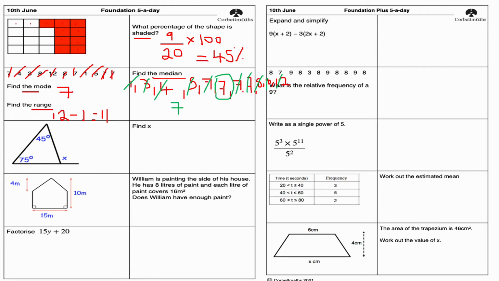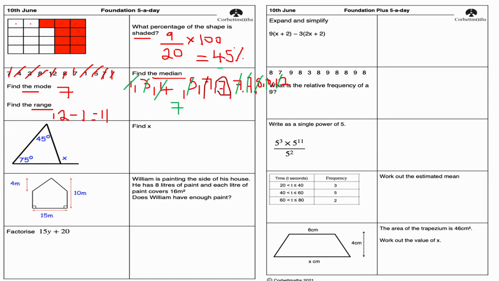If you have 2 pieces of data in the middle, so let's say I had a 6 and a 7, then you would add the 2 bits of data together and then halve it. So 6 plus 7 is 13, divided by 2 is 6.5. That's if you had 2 pieces of data together. But we obviously have 1, and that's 7.